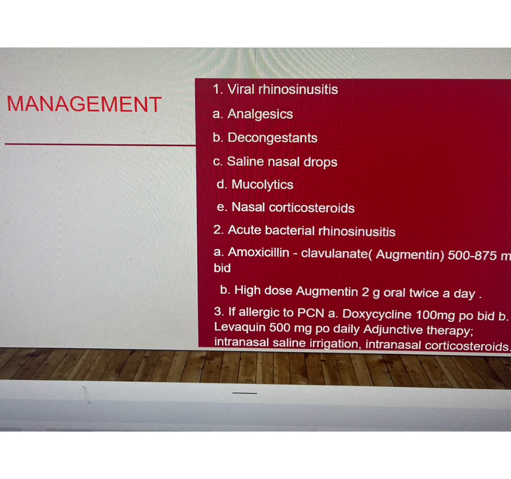And then nasal corticosteroid. It's not as strongly recommended by evidence for rhinosinusitis, but it's very good in allergic rhinitis. 1 to 2 nasal sprays in each nostril QD. Antihistamines are not recommended as they dry out the mucosa.